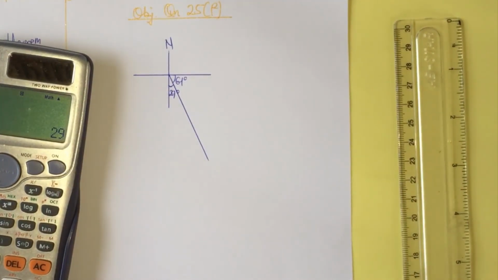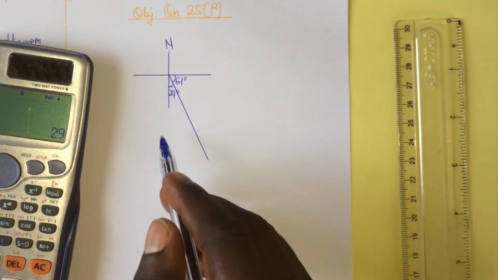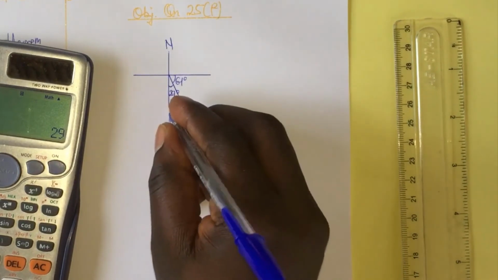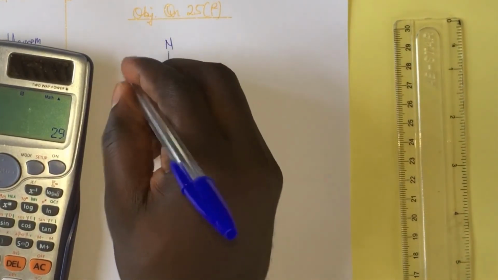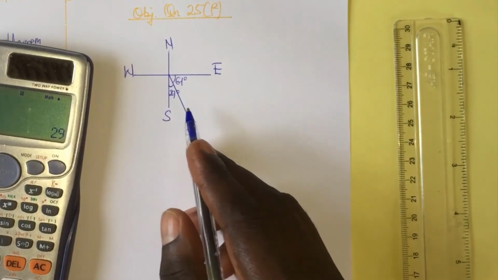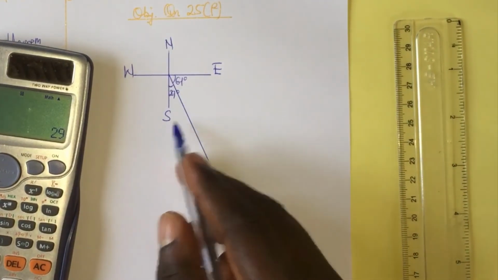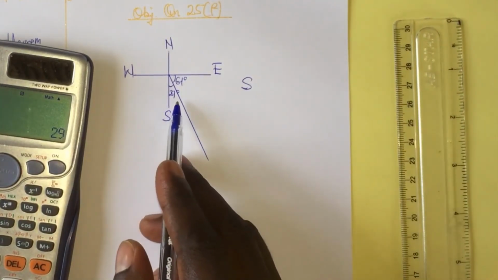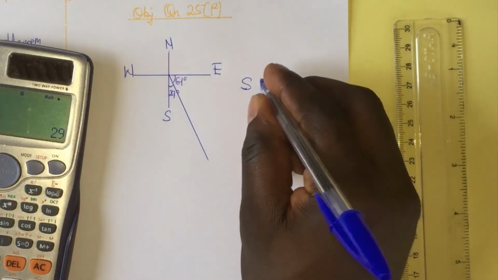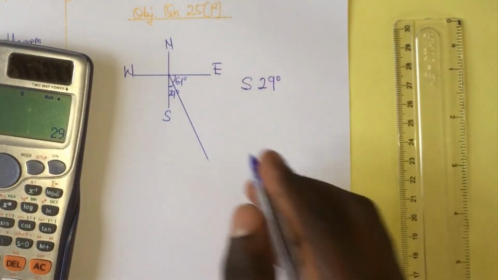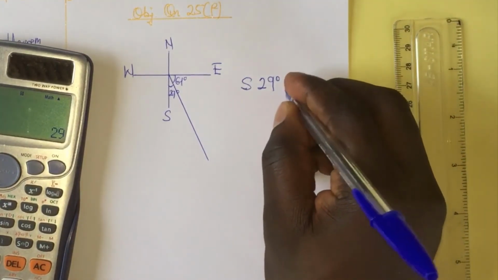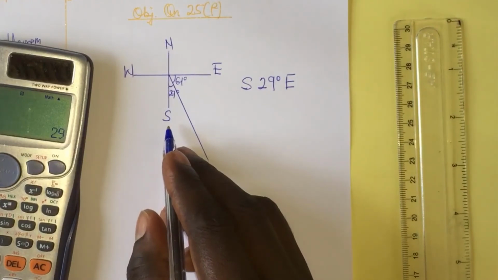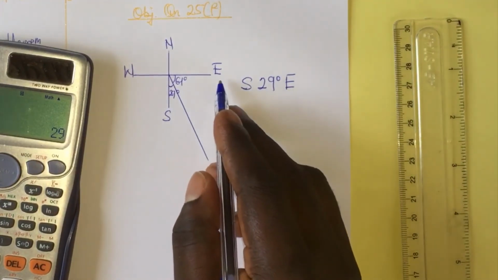Now, the question was write the bearing 151 degrees in compass direction form. For compass direction, we begin with either the North or the South Pole. Now we have South, East, and West. Since the direction is in between the South and the East, it will be South. And the angle closer to the South Pole is 29 degrees. So South 29 degrees East. We begin from the South Pole and end with the East Pole.